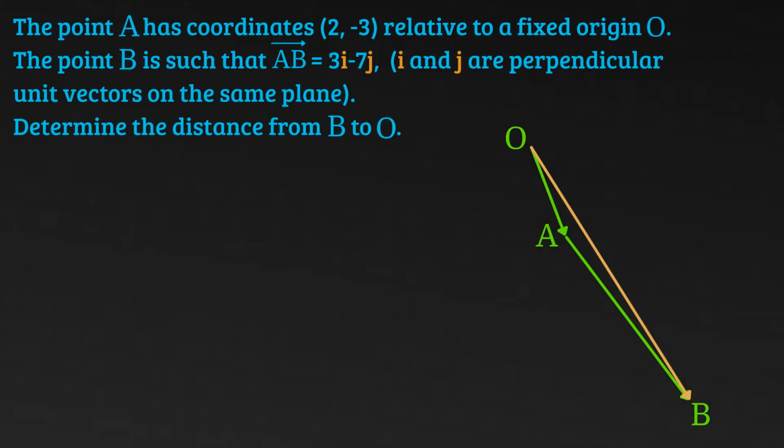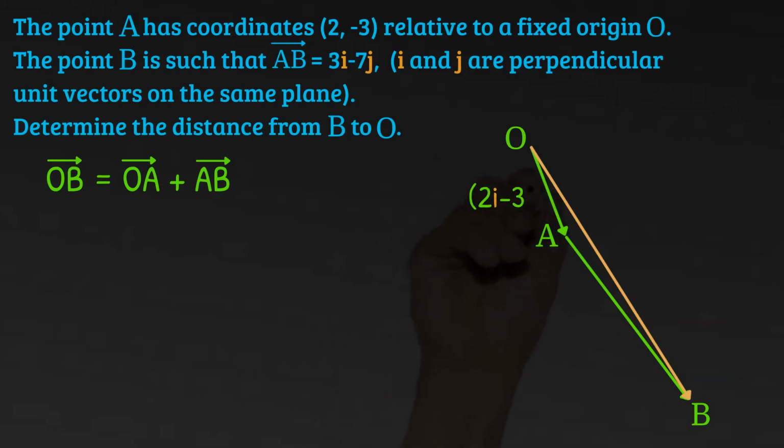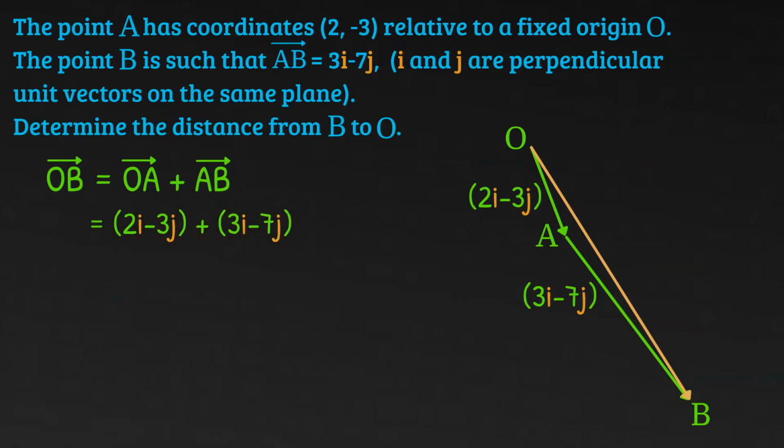Now to find the distance from O to B is the same as finding the magnitude of the vector OB, which is drawn here in orange. And as you can see from the diagram, the vector OB is equal to the vector OA plus the vector AB added together. Now we know that vector OA is 2i minus 3j, and we know that AB is 3i minus 7j. So if we add those together, we end up with 5i minus 10j. So the point B is at (5, -10).